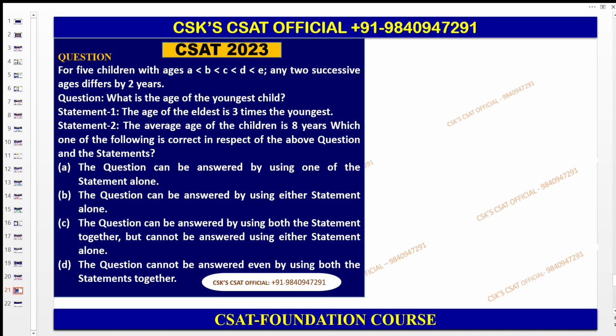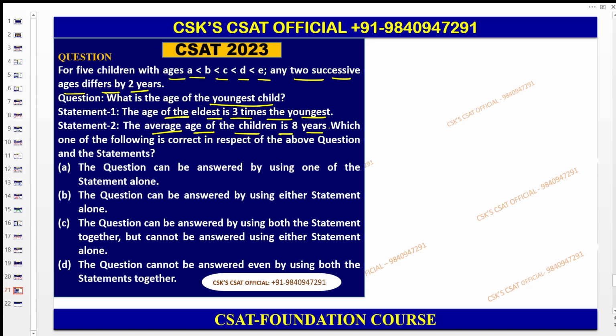Now wait. For 5 children with ages A less than B less than C less than D less than E, any two successive ages differ by 2 years. What is the age of the youngest child? That is the question. The statement provided that the age of the eldest is 3 times the youngest. The average age of the children is 8 years. Which of the following is correct with respect to the above statements?